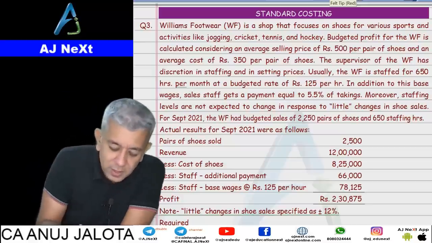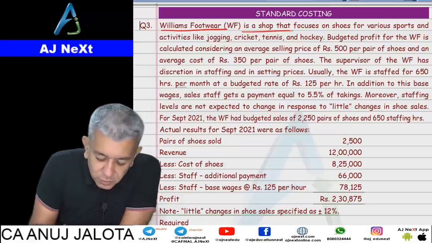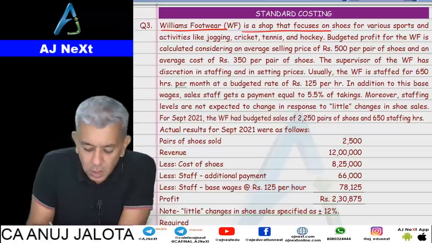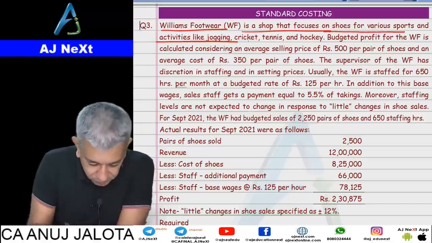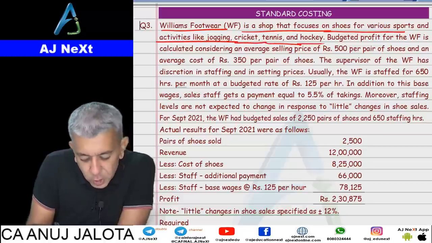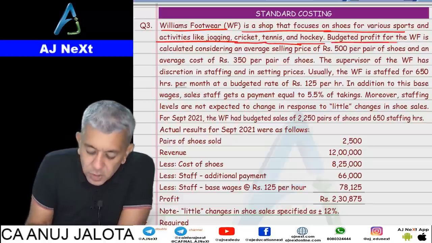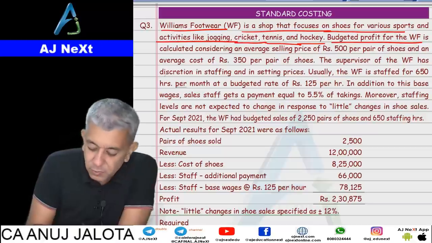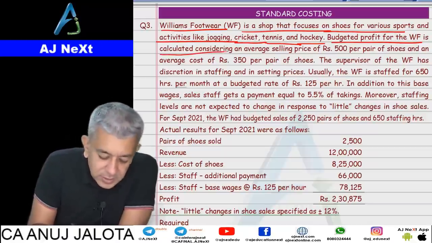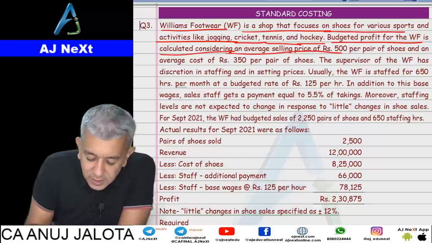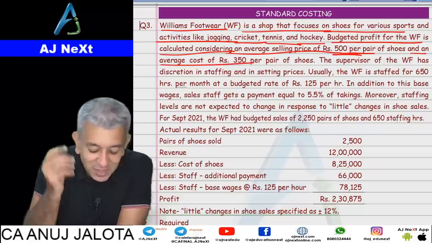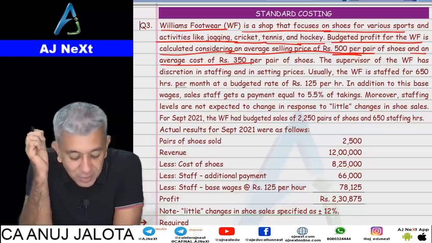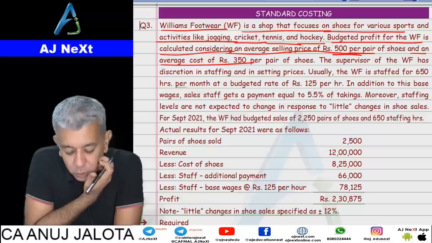Okay, so let's start. Williams Footwear is a shop that focuses on shoes for various sports and activities like jogging, cricket, tennis shoes and hockey. Budget profit for WF is calculated considering an average selling price of 500 per pair of shoes, sorry, and an average cost of 350 per pair of shoes.